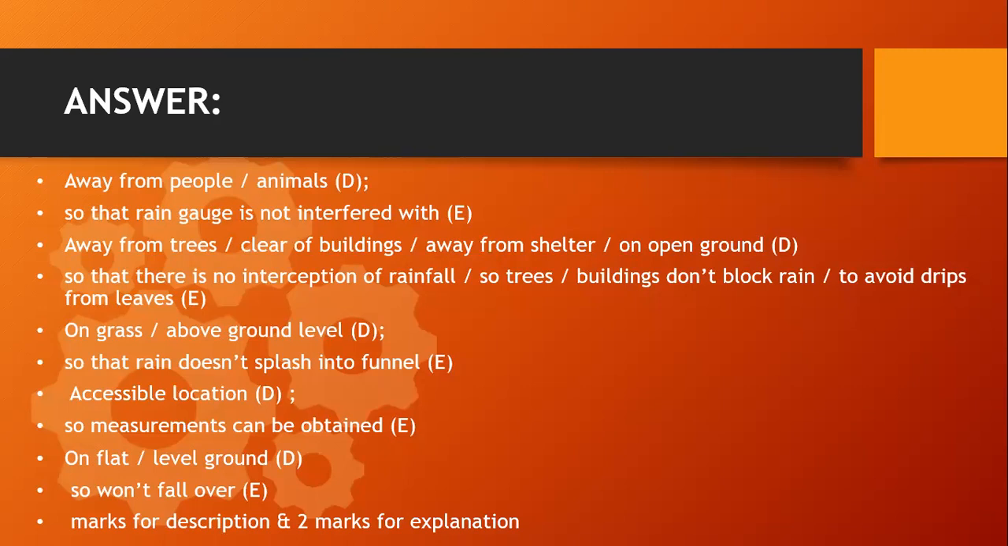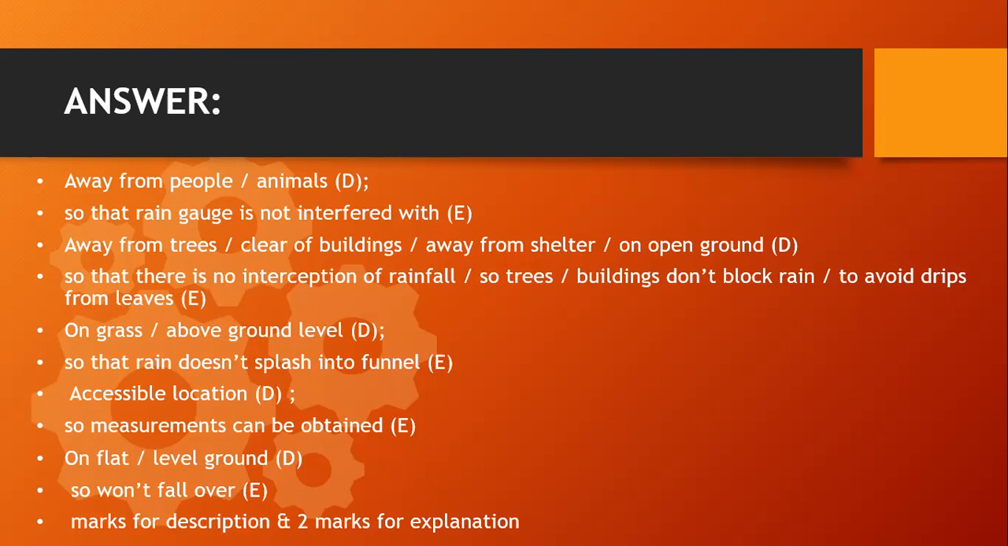So you have to explain the point why it should be away from people or animals. The explanation should be so that the rain cloud is not interfered with. Second point, it should be away from trees or buildings or away from shelter, and it should be on open ground. Explanation for this point: so that there is no interception of rainfall. So trees or buildings don't block the rain, and to avoid drips from the leaves.